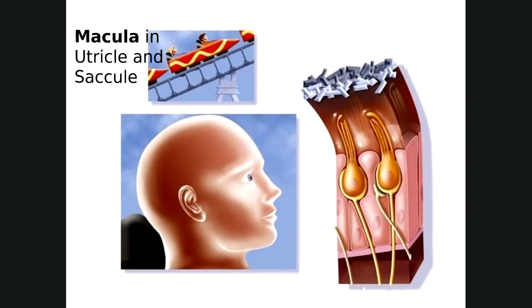So look, this guy is in a roller coaster. There he is right there. Well, look, he's going this direction, and his head is going to get pushed backwards. As soon as his head gets pushed backwards, it's not straight up anymore. It's bent like this. What's going to happen is those little rocks in that gelatinous membrane are going to slide this way, and then those hair cells there are going to be bent, and they're going to send action potentials to the brain.